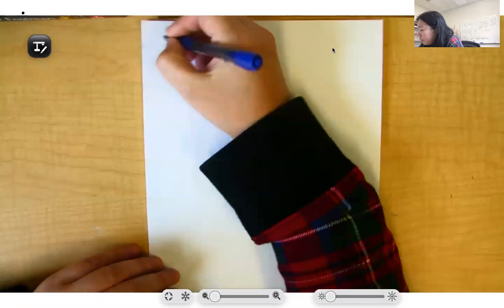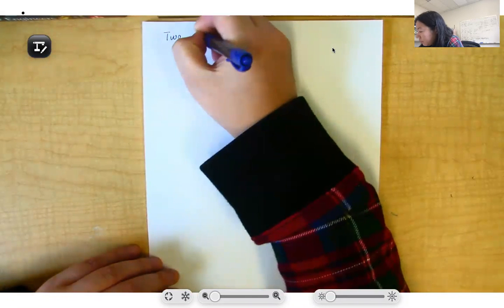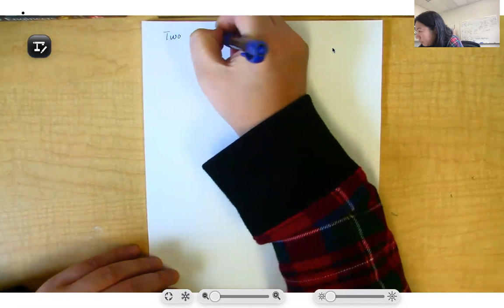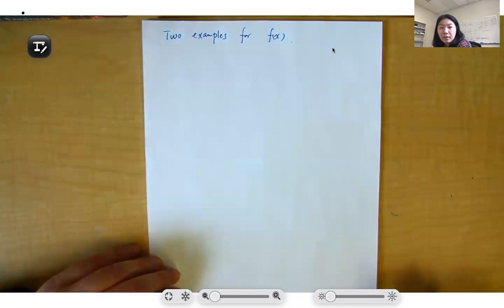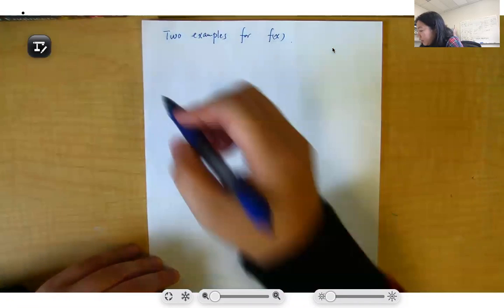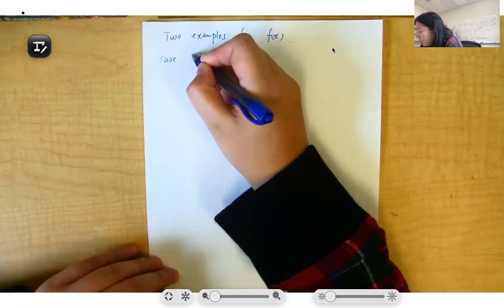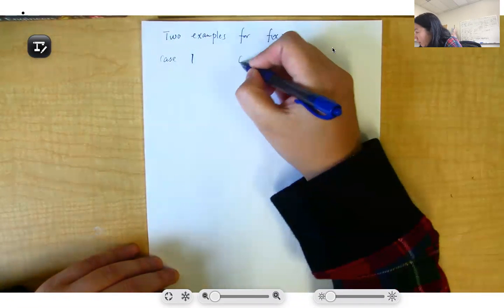Okay, now we will have two examples of fx using Fourier transform series expansion. Okay, so two examples. For fx, one example for fx is a constant function. So case one, constant.